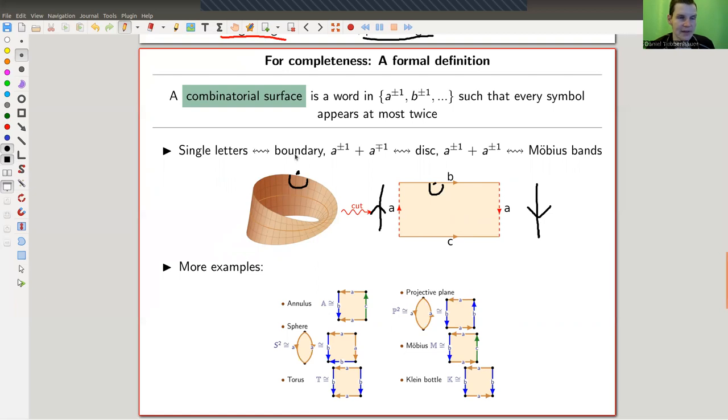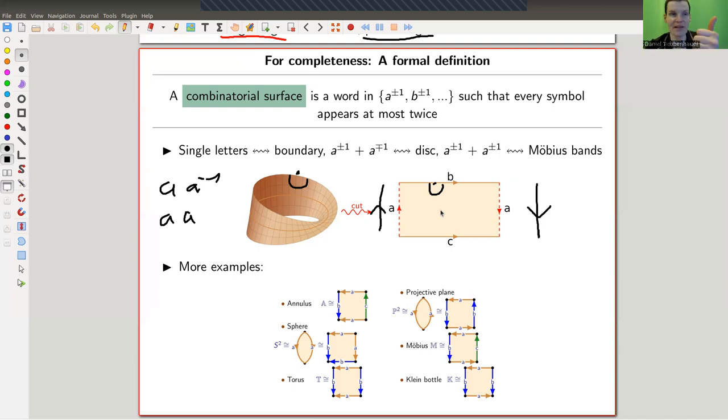Okay. So single letters correspond to boundary here, B, for example. The letters of the form A and then an A inverse correspond to a real disk, if you want. And the letters of the form, same with different, so first the inverse, then the plus. But if they have the same sign as an exponent, they correspond to a Möbius strip. It's still a disk, of course, but it's glued in a different way. And that's what you have.